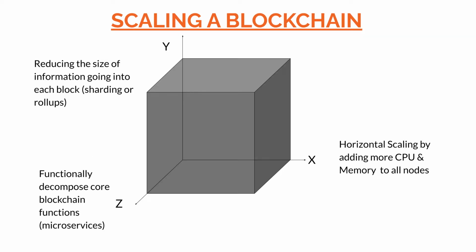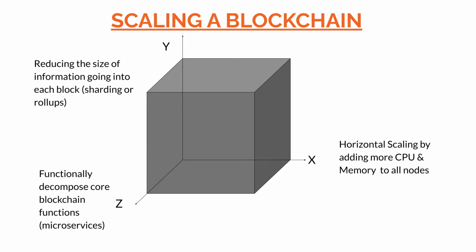So on this slide here, we have a diagram that shows how scaling a blockchain actually can work. On this diagram, I have shown an XYZ kind of three-dimensional scaling of a blockchain. On the x-axis, we have horizontal scaling by simply adding more power to the actual node itself. This means having a more efficient, more powerful CPU and more memory for all of the node operators.